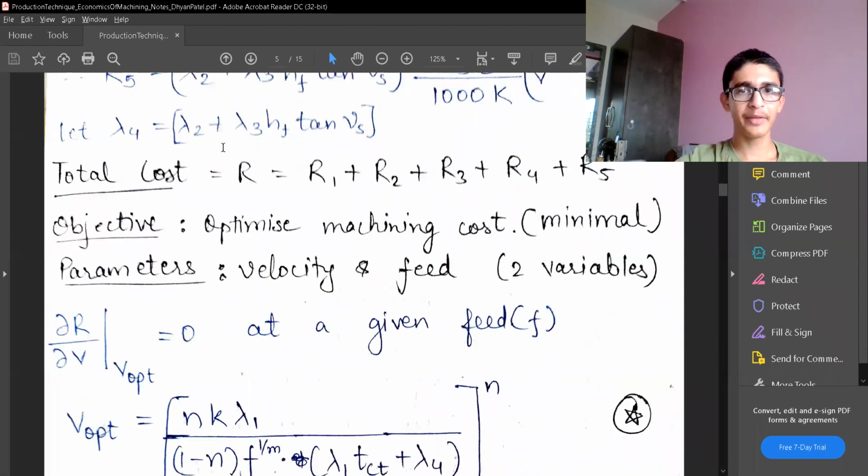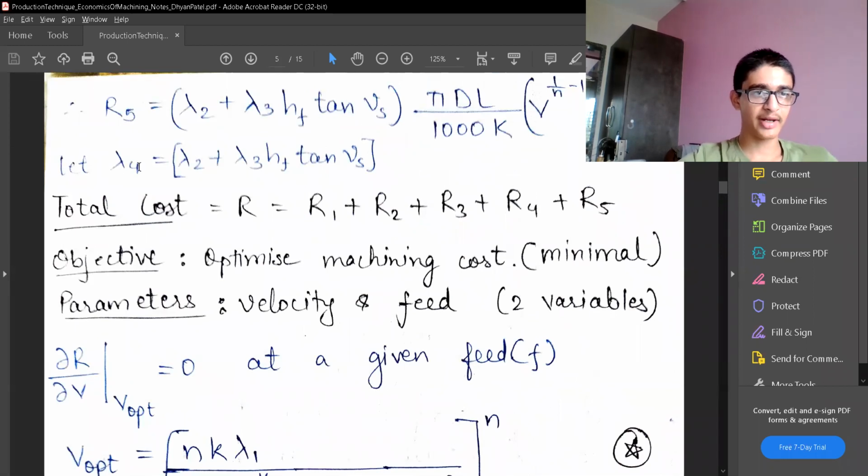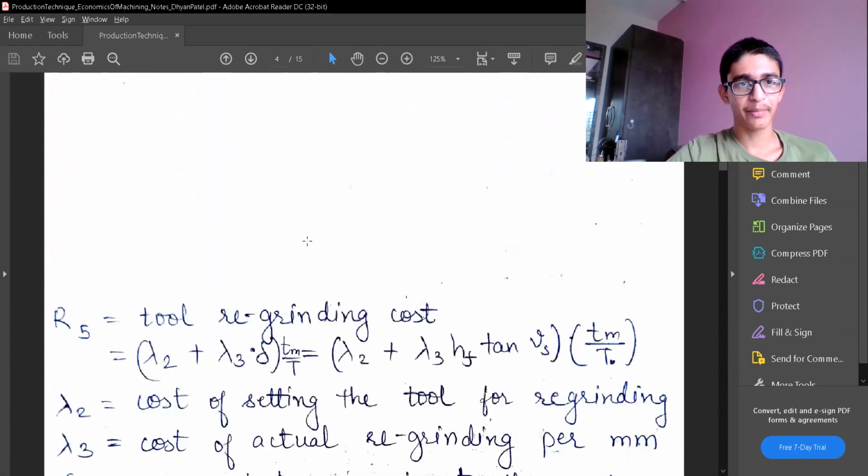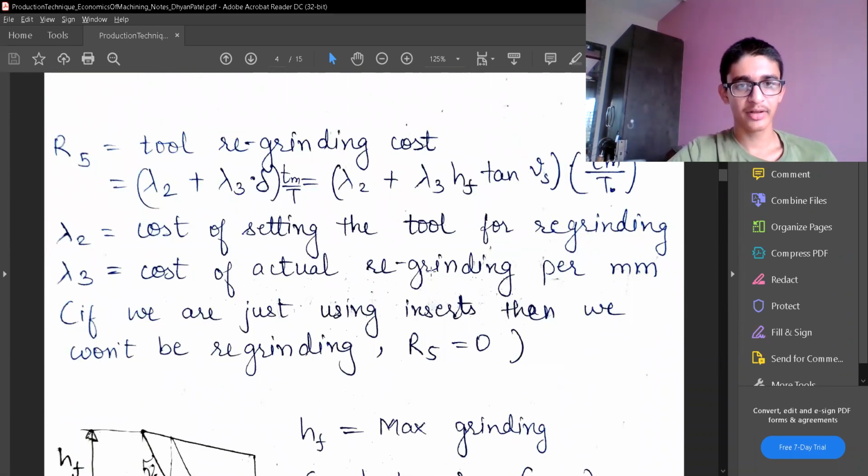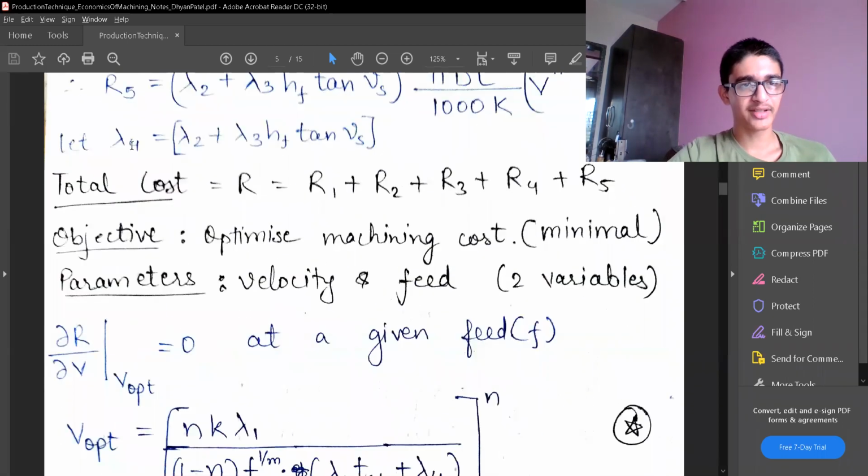Now a new parameter can be taken, a new cost, lambda 4, that is equal to lambda 2 plus lambda 3 HF tan mu s. So that will be indicated as some total cost for regrinding directly, instead of a separate cost for setting up the tool and actual regrinding. So they have been combined generally, and lambda 4 is given in your numerical questions. So the total cost will be R1 plus R2 plus R3 plus R4 plus R5. I need not write all the costs again for you. They are already discussed over here. So we'll stop over here. In the next video, we'll start with the actual optimization of the cost.